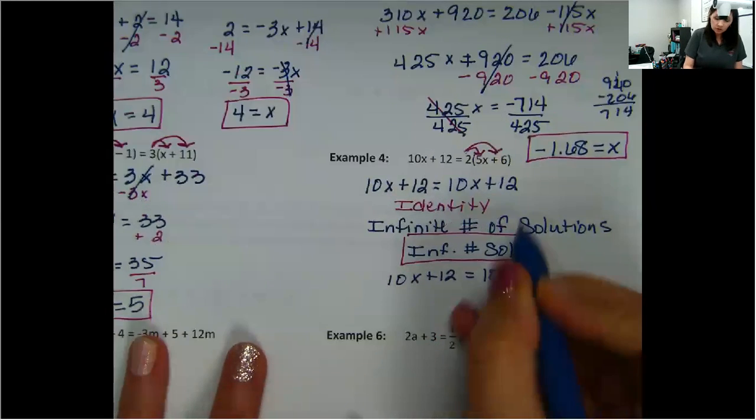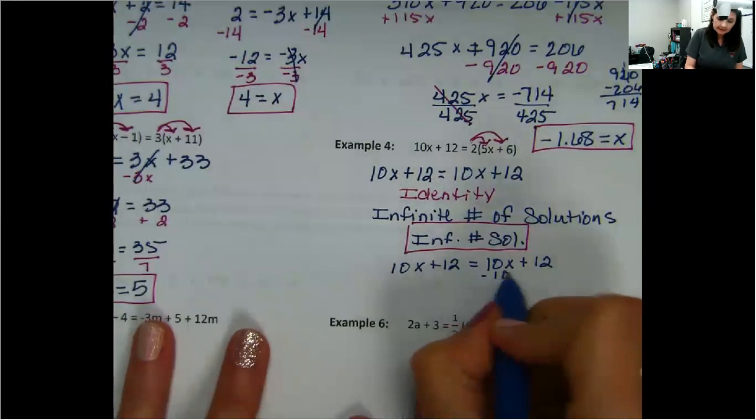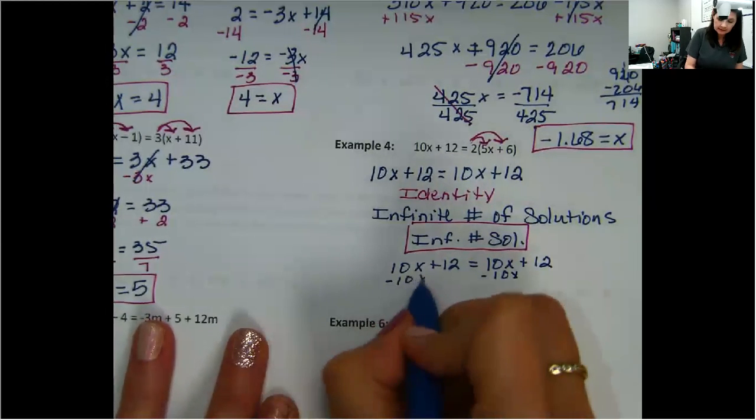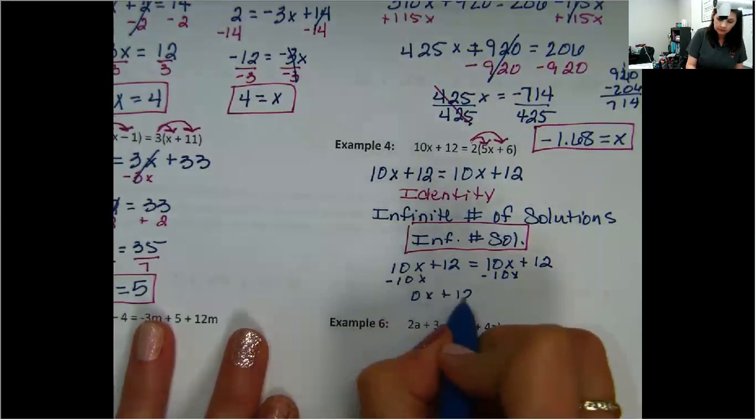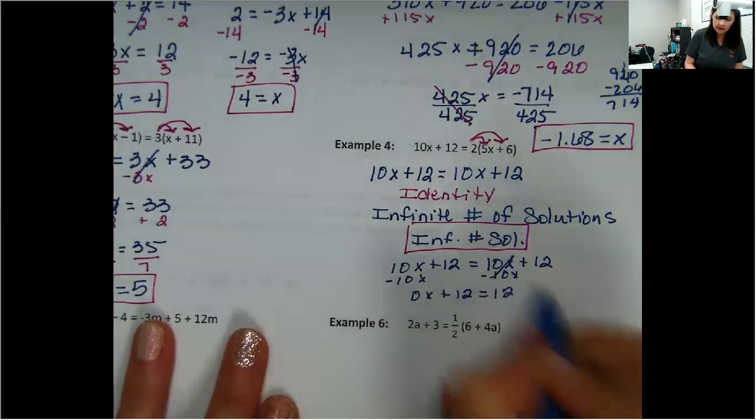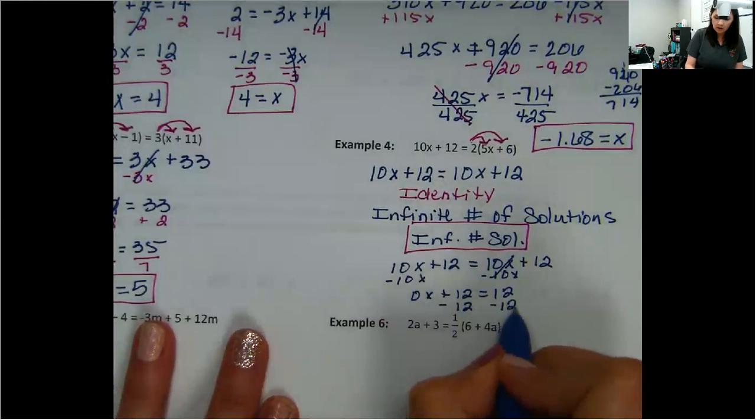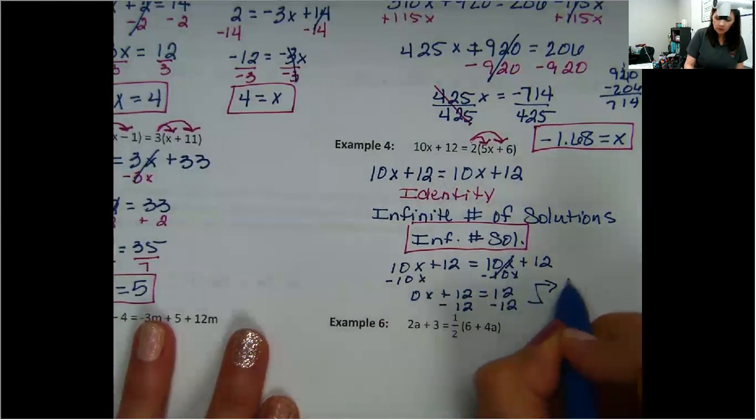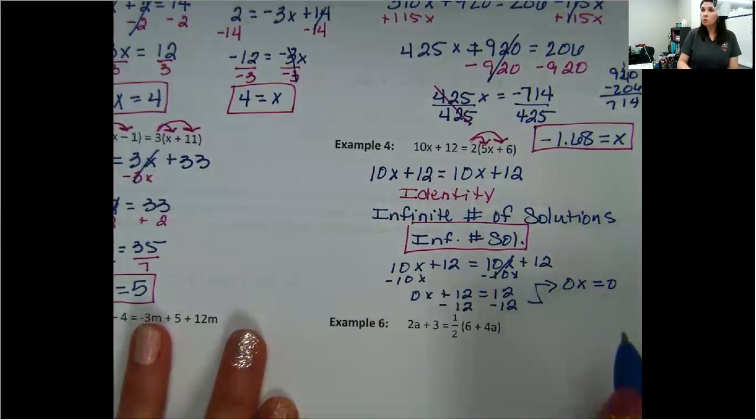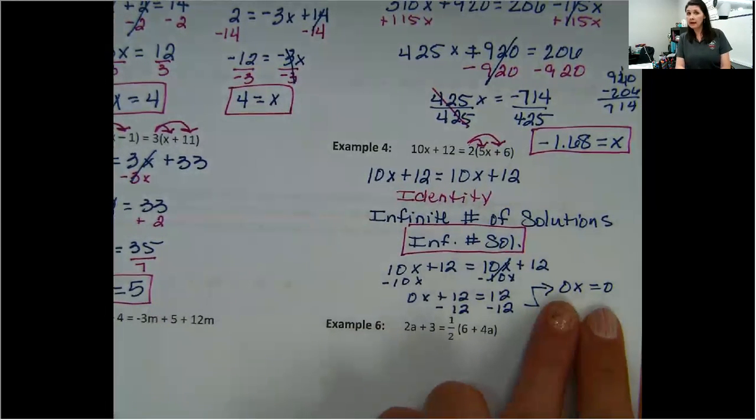So say you start solving and you subtract 10x and you subtract 10x and you get 0x plus 12 equals 12, because you canceled it out. And then you subtract 12 and you subtract 12. This equals 0. You get 0x equals 0. When you get to this point where 0x equals 0, know that it is an identity.